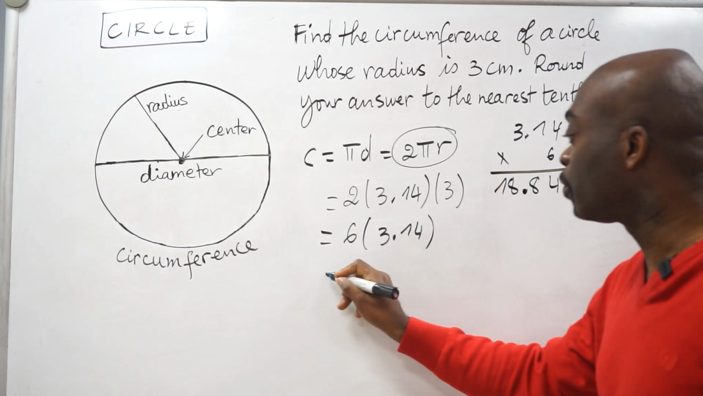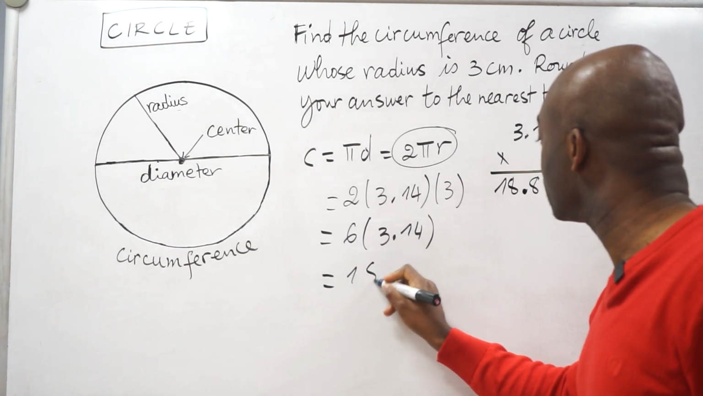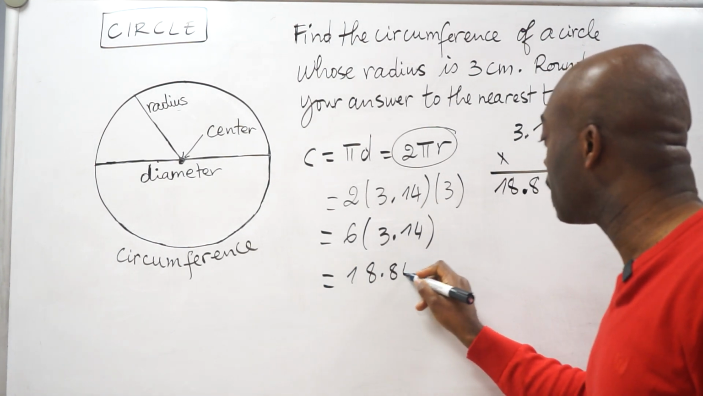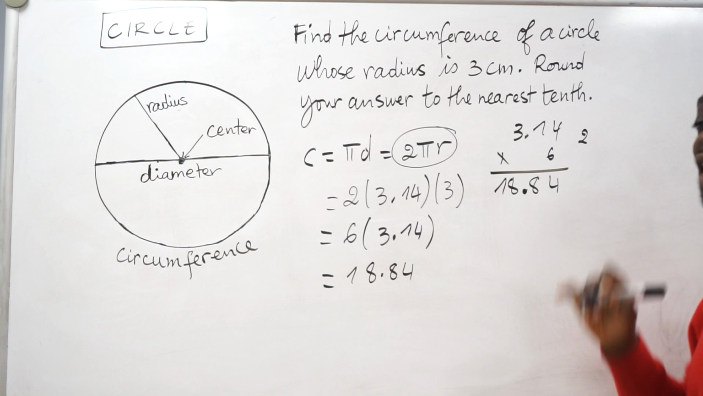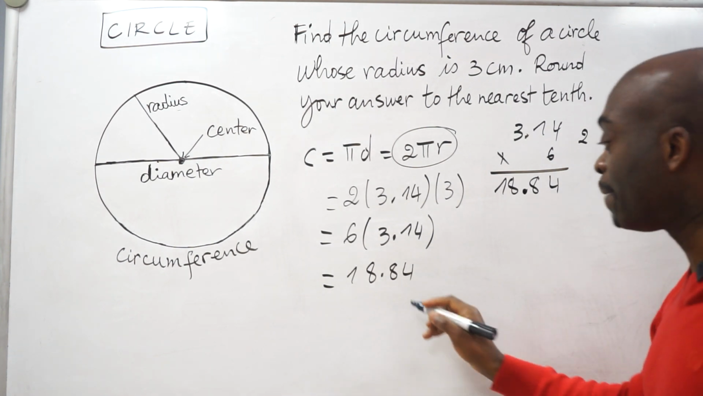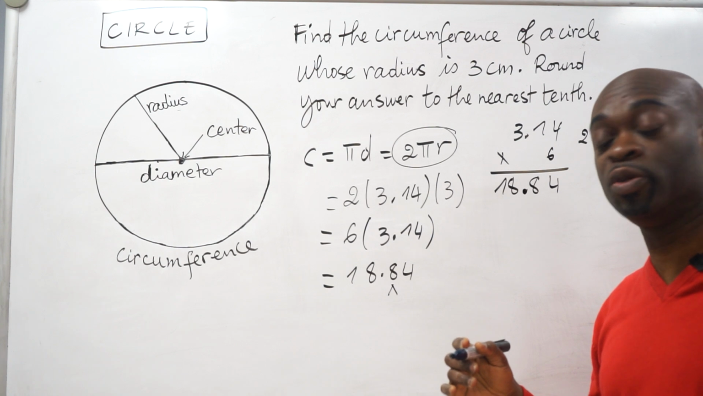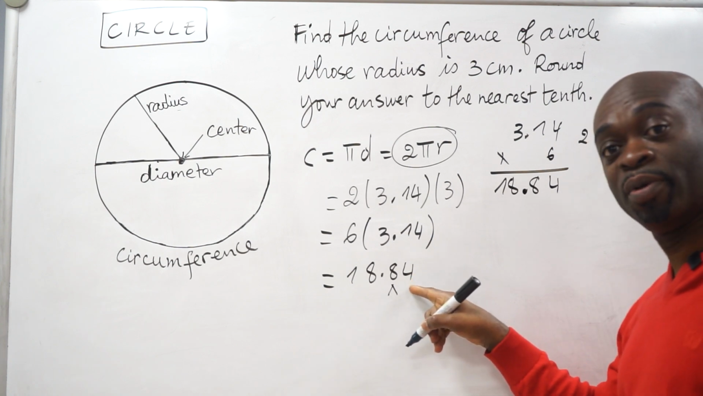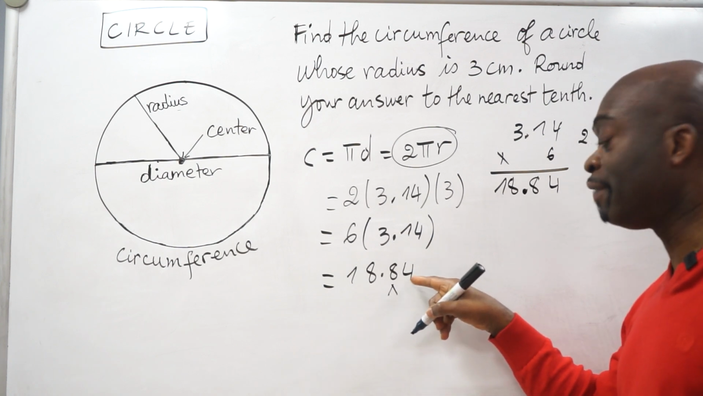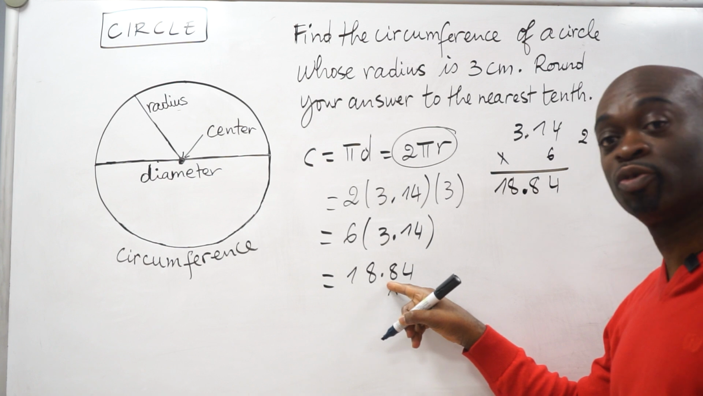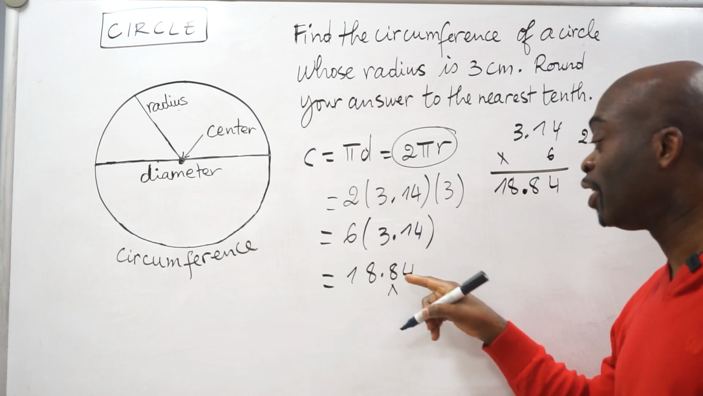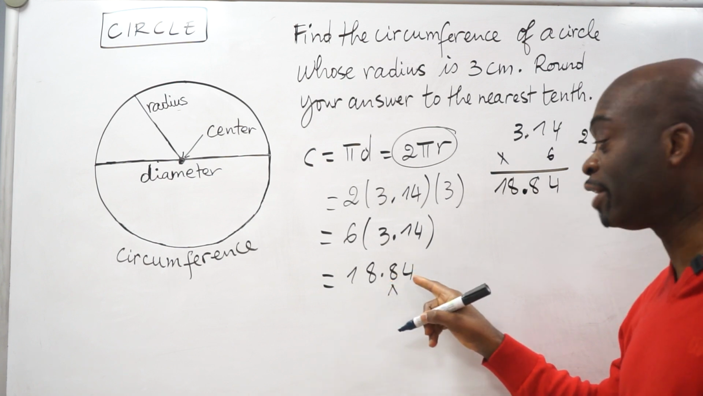Now, remember, your question is to do it in the nearest tenth. That means 1 decimal place. So that means you want to stop here. So if you want to stop here, we got to look at the next number on the right side. And if that number is 5 and up, you add 1 to this. If the number is less than 5, you keep this one the way it is and you drop the 4.